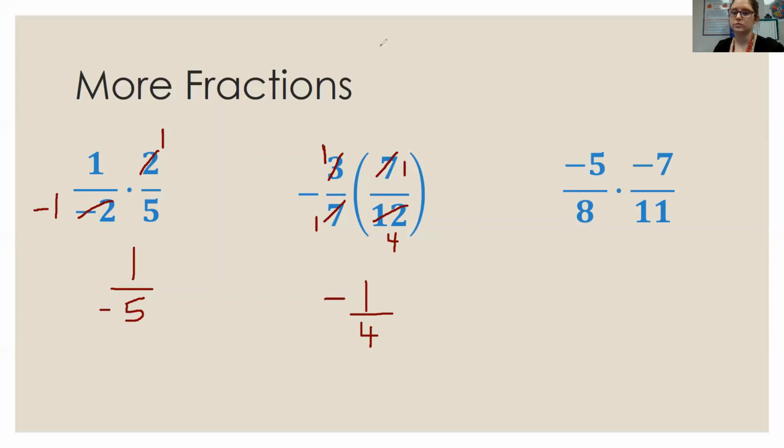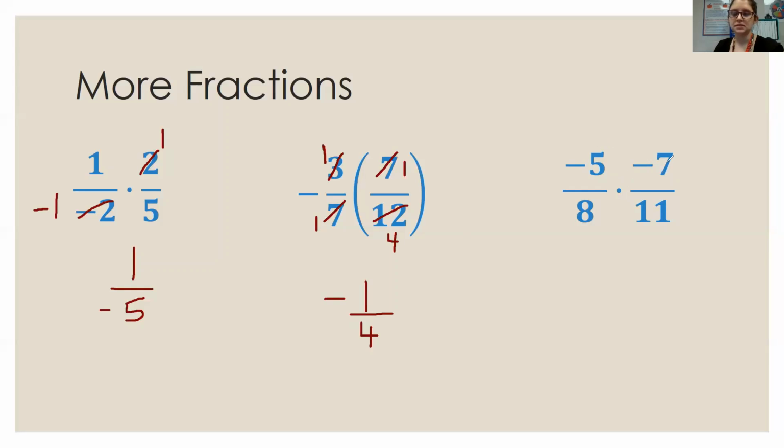Okay, and our last fraction example. So I'm looking at these. I have negative 5 over 8 times negative 7 over 11. 5, 7, and 11 are all prime numbers. That means they're only divisible by 1 and themselves. And none of them are factors of 8, so this one won't be simplified, so I simply multiply across the numerators and multiply across the denominators.